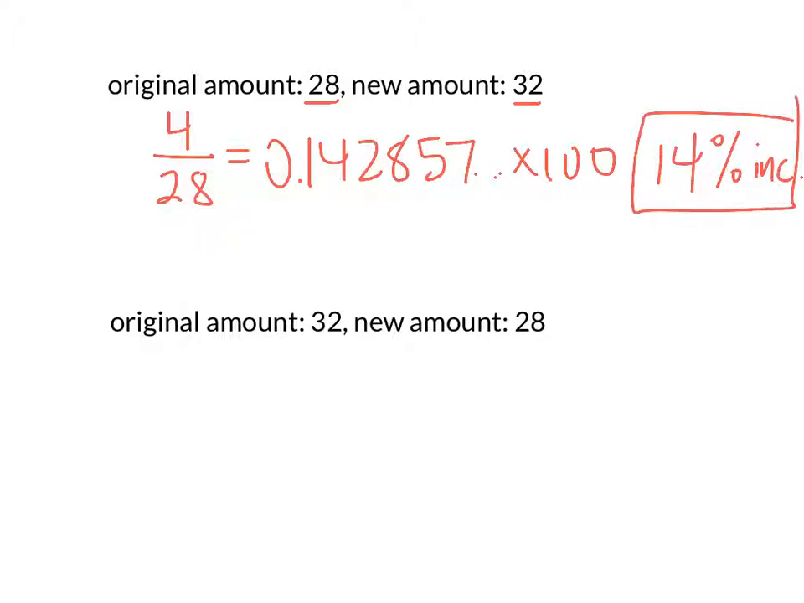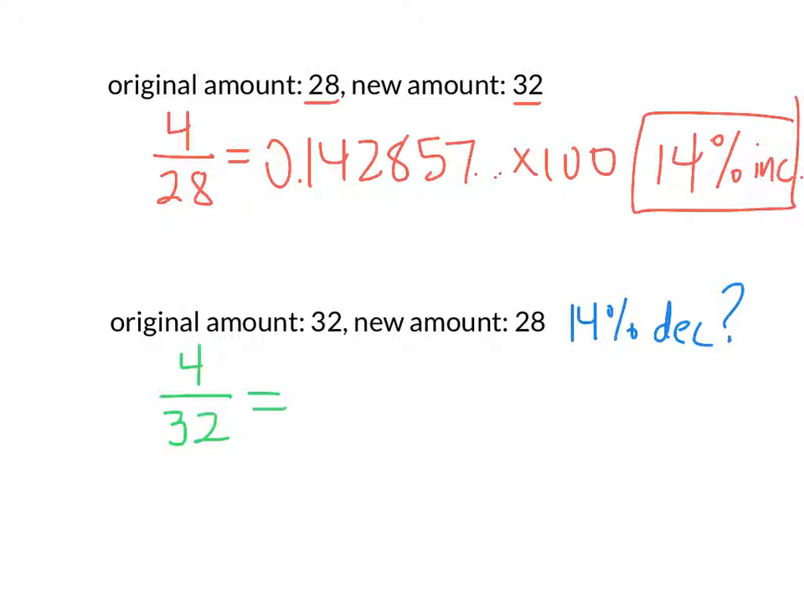Now, the question is, and this is why I put it on here, the original amount is 32 and the new amount is 28. What do you think? Is it simply a 14% decrease? Well, let's try it. Let's see if it is. Because I mean, it's the same difference, right? So 4 over, well, what's the original amount now? 32. So what do you think? Is it going to be the same amount decrease as it was an increase since we're using the same numbers?